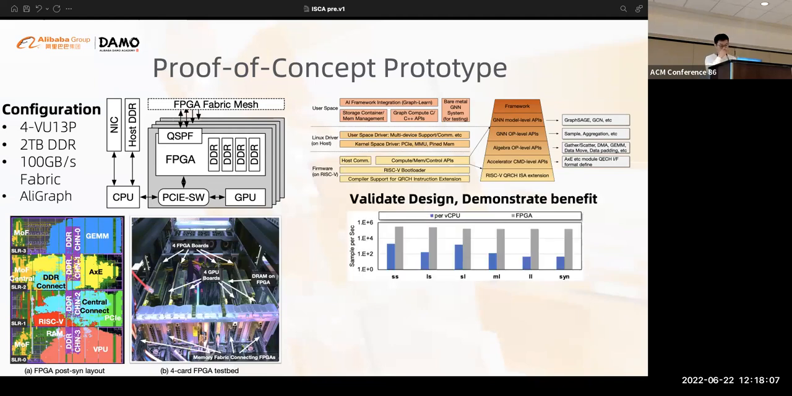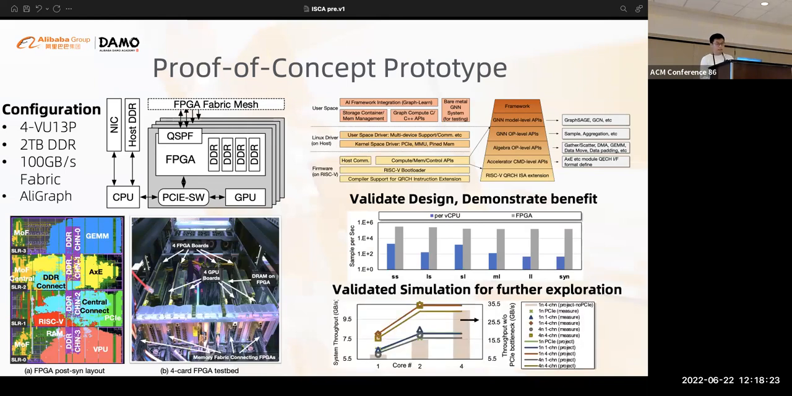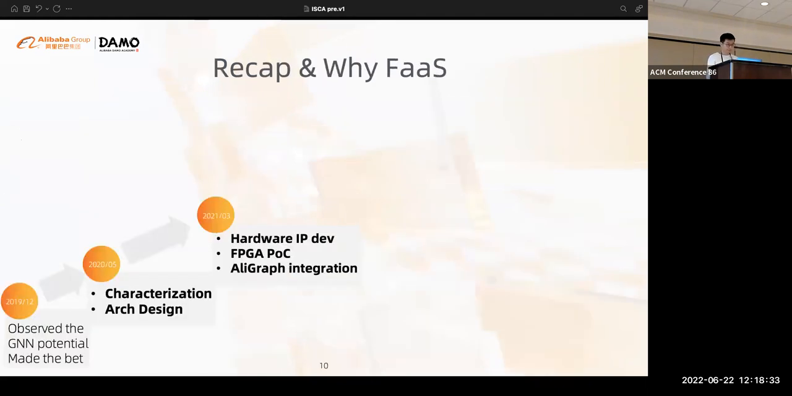We show that in this particular prototype, for one FPGA card, it can provide a graph sampling capability equal to 800 CPU threads. In addition to that, we also validated our in-house simulator with the measurement results from the prototype. The simulator is later used in design space exploration.